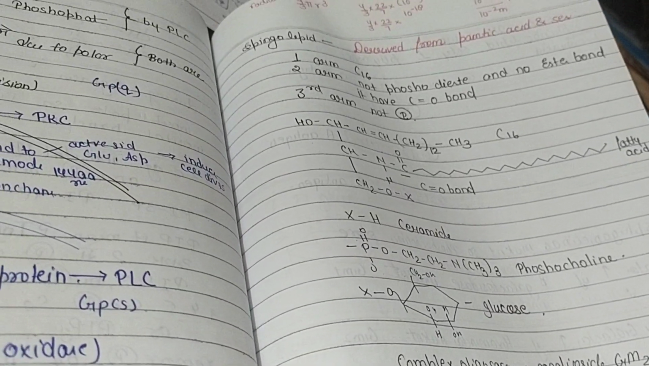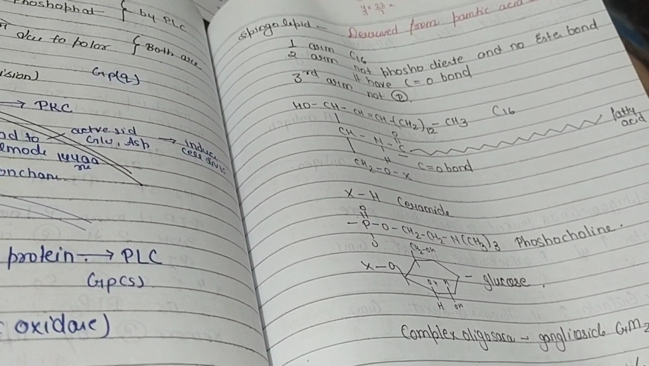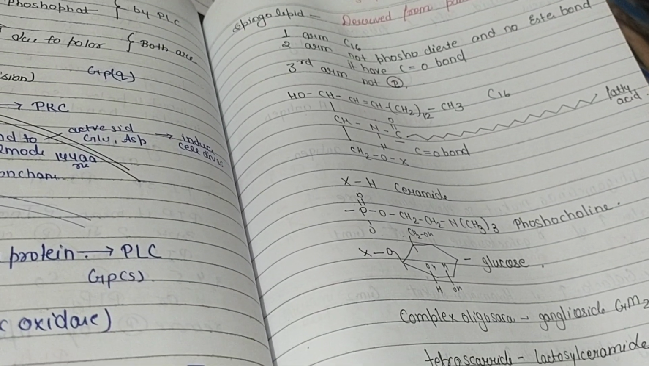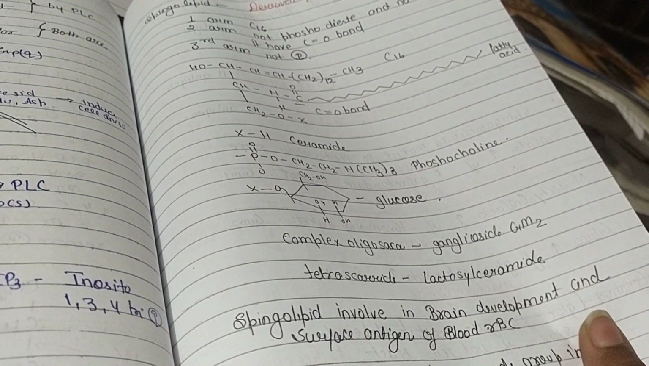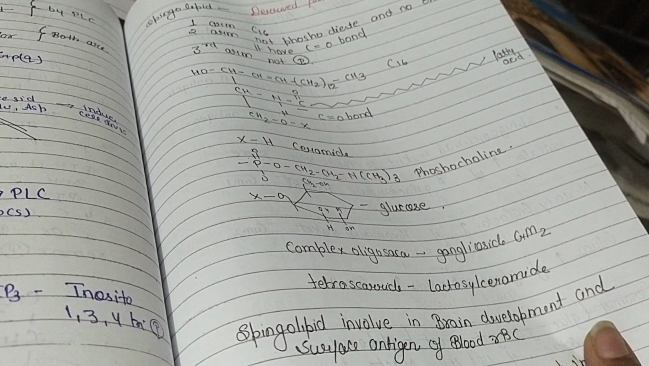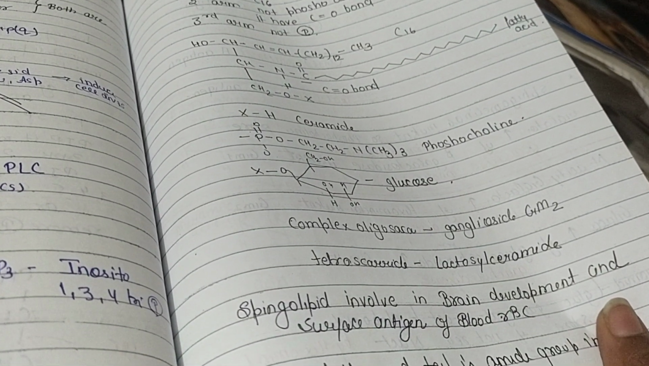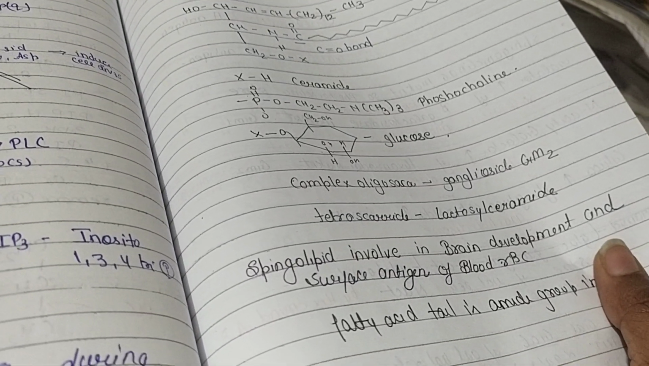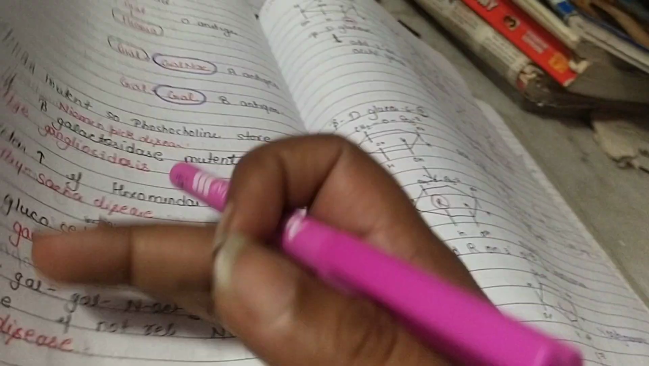Sphingolipid is derived from palmitic acid and serine, with one arm of 16 carbons, a second arm that is not a phosphodiester and not an ester-type bond, a C double bond, and a third arm that is not phosphorylated. Sphingolipids are involved in brain development and are surface antigens of blood group O, blood group B, and blood group A. The fatty acid tail is attached by an amide group at the C2 position.